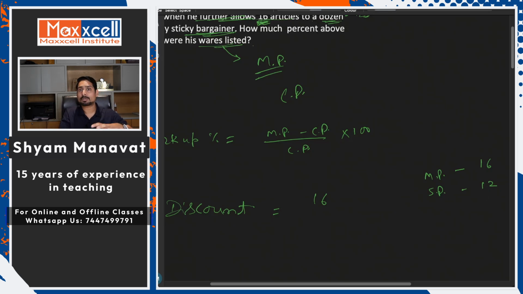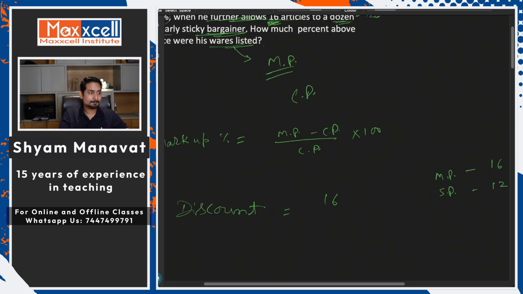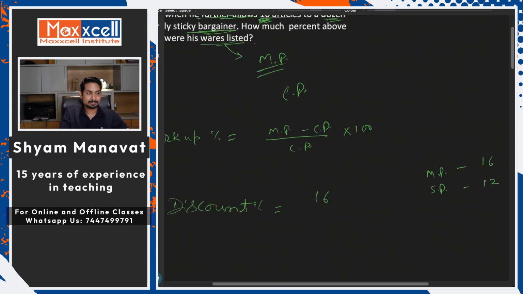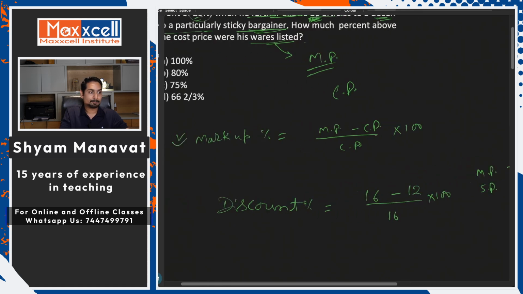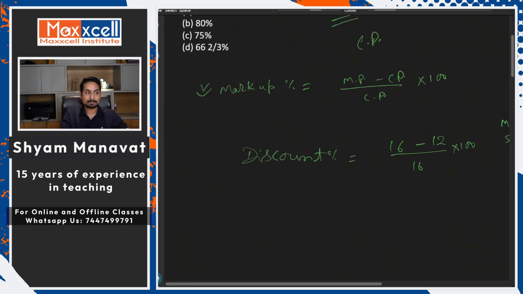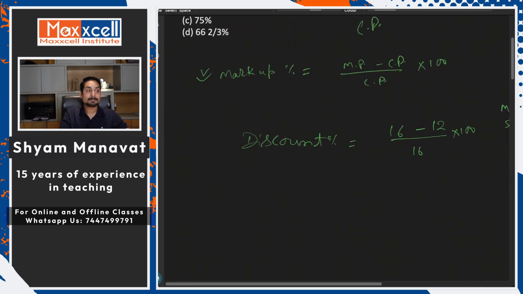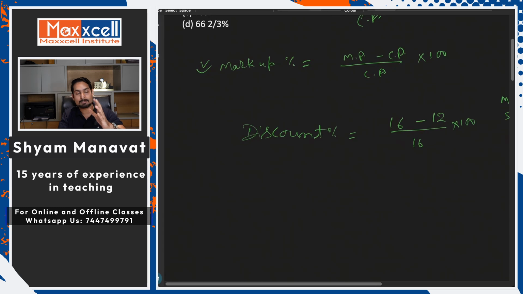This happens because the shopkeeper is allowing this kind of discount. So this discount percentage will be: he was supposed to pay for 16, but paid only for 12, so 16 minus 12 divided by 16, into 100. The formula for discount percentage is mark price minus selling price, divided by mark price, into 100. Discount percentage is calculated on mark price, we have learned this repeatedly. Profit percent and loss percentage are calculated on cost price.